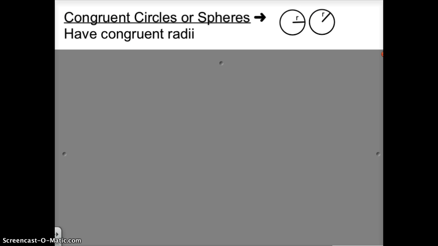All right, take a second, hit pause, and answer questions 1 through 9 regarding the terms that we've just discussed. All right, congruent circles or spheres have the same radius. So if the radii of two circles are congruent, then the circles or spheres are congruent as well.